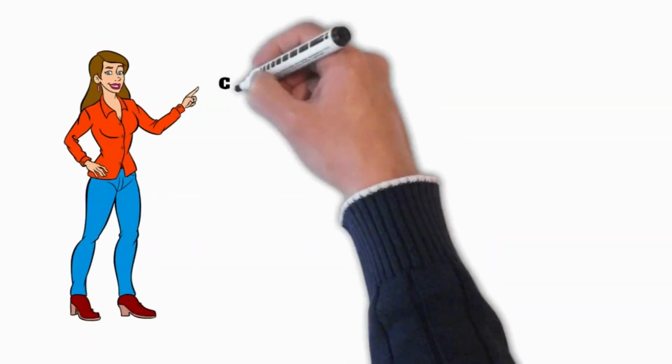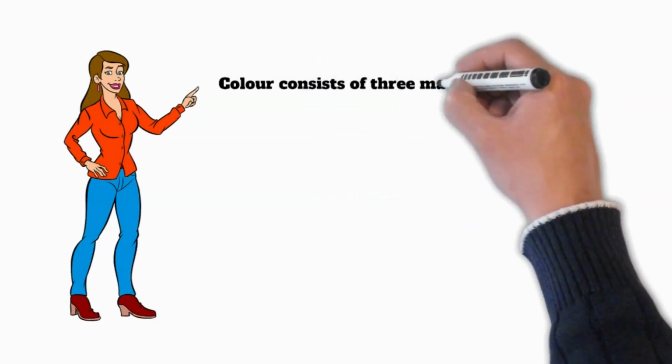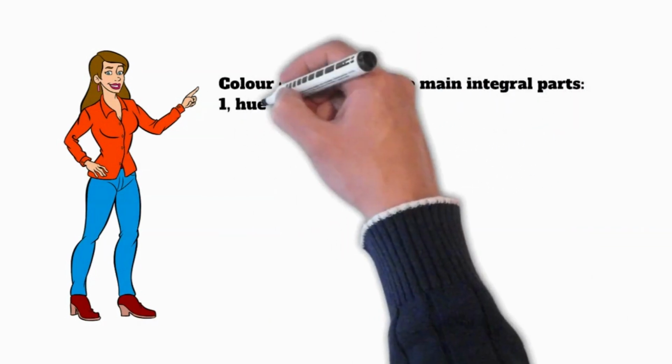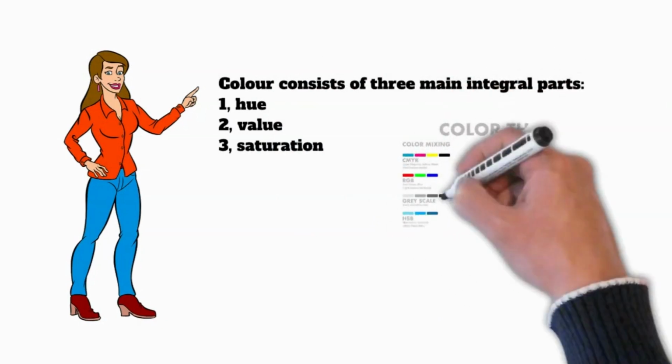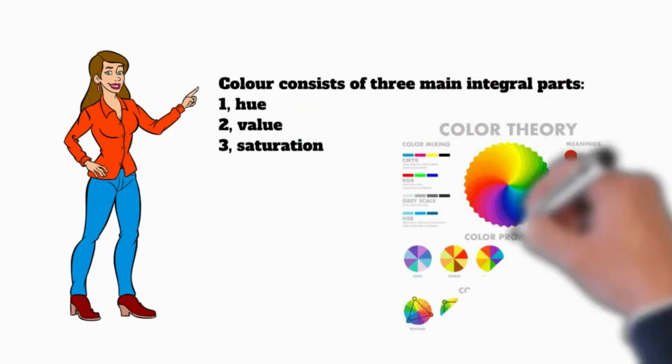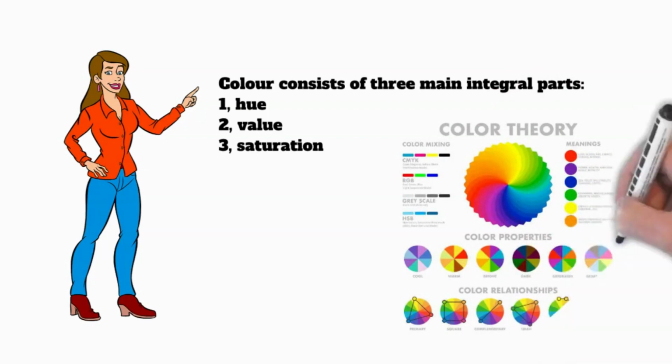Color consists of three main integral parts. 1. Hue. 2. Value. 3. Saturation.